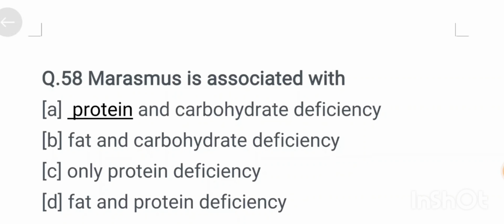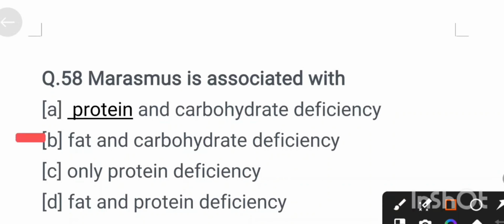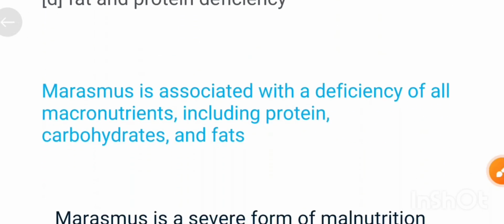Marasmus is associated with option A, protein and carbohydrate deficiency, option B, fat and carbohydrate deficiency, option C, only protein deficiency, option D, fat and protein deficiency. Correct answer is option C, only protein deficiency. Marasmus means protein energy undernutrition, a severe form of malnutrition. It is caused by the lack of calories and deficiency of all the macronutrients.